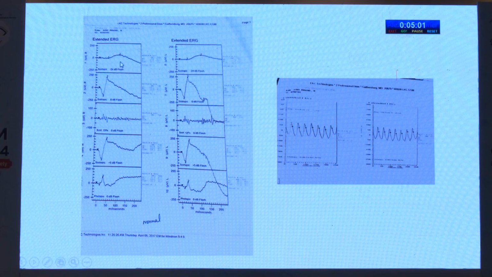So these are the first four graphs, the dark adapted state. Here you can see the A wave and B wave. And the last two graphs, this one and this one, are the light adapted state. Here also you can appreciate a small A wave and a B wave, but this is the pure cone function at the 30 hertz flicker state, where you see a seesaw-like pattern.